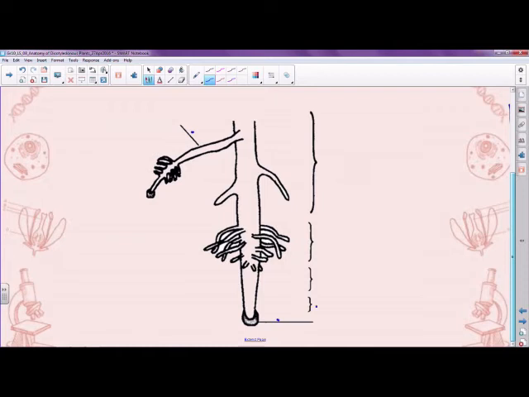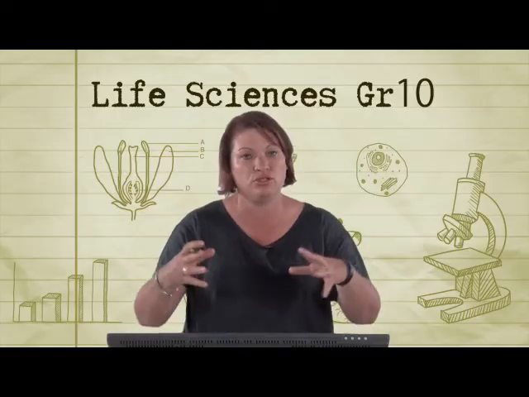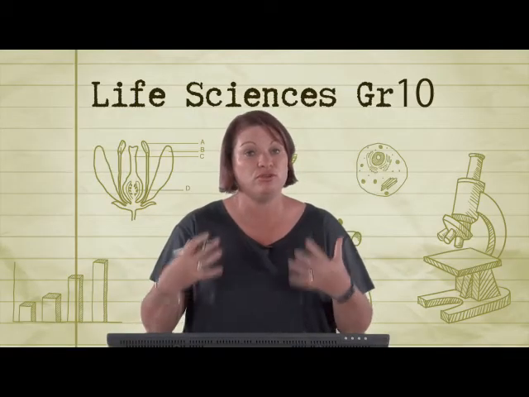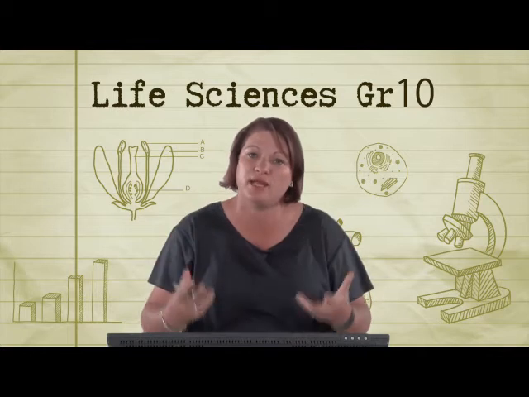There are 1, 2, 3, 4, 5, 6 labels that I want you to label, because you need to be able to look at the root, and the root has different regions. You need to be able to label them.